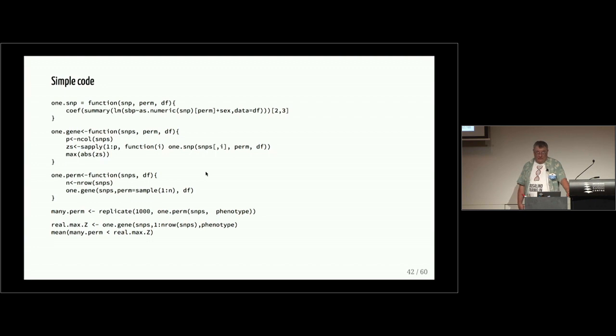One gene applies 1.SNP to all of the SNPs in the gene and returns the largest absolute value of Z statistic. And one permutation, well, it takes a permutation of the observations and then does the one gene analysis to find the largest Z statistic. And if we want to do the permutation test, well, we want to do lots of permutations, so we might do 1,000 or 10,000 or 100,000 runs of 1.perm. So this gives you a nice simple way of writing the code.